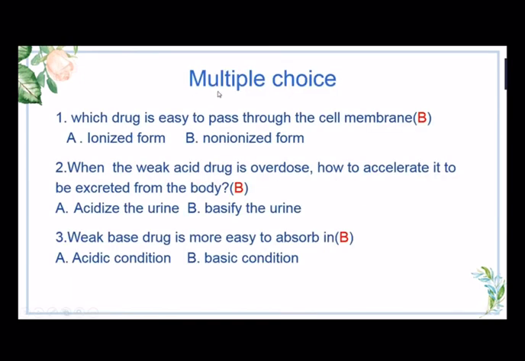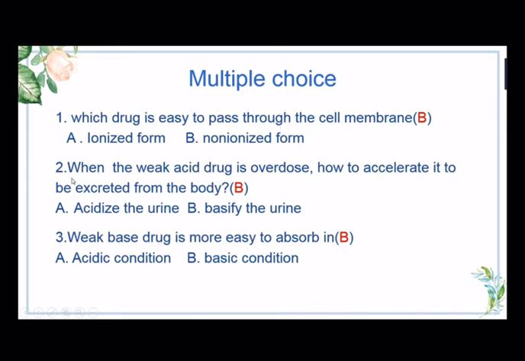Multiple choice. 1. Which drug is easier to pass through the cell membranes? A. Ionized form. B. Non-ionized form. The answer is B, because the non-ionized form is more lipid soluble. It's easier to pass through the cell membranes.